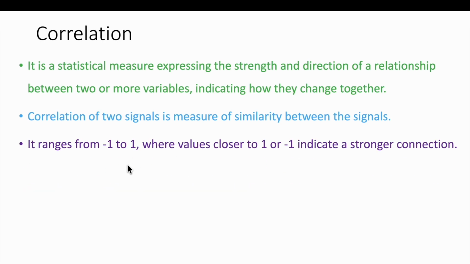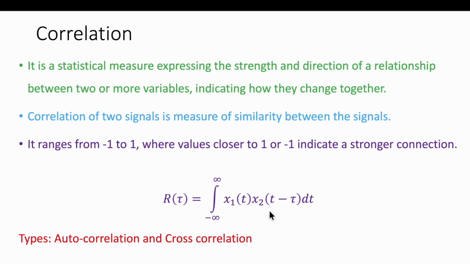It ranges from -1 to 1, where values closer to 1 or -1 indicate a stronger connection, and values closer to 0 a weaker connection. Mathematically, you can represent the correlation using this equation: R(tau) equals the integral from -infinity to infinity of x1(t) multiplied by x2(t minus tau). That is the representation of correlation between two signals, where x1 is one signal and x2 is the shifted version of the second signal.